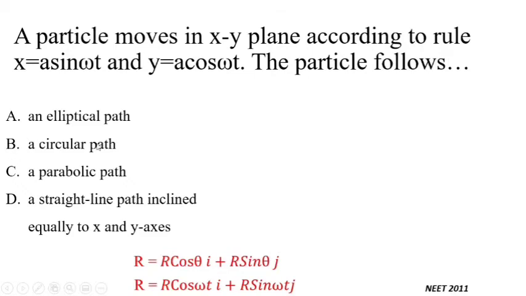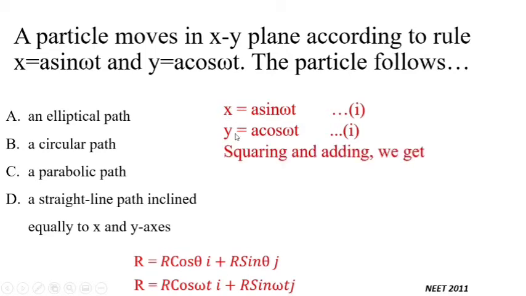But to prove this, we can use these two equations, that is x equal to a sin omega t and the second equation is y equal to a cos omega t. If you square these two equations and add, you will get x square plus y square equal to a square, since sin square omega t plus cos square omega t becomes 1. This particular equation is the equation for a circle. That is why we can say that the object is traveling along the circular path. So option B is correct.